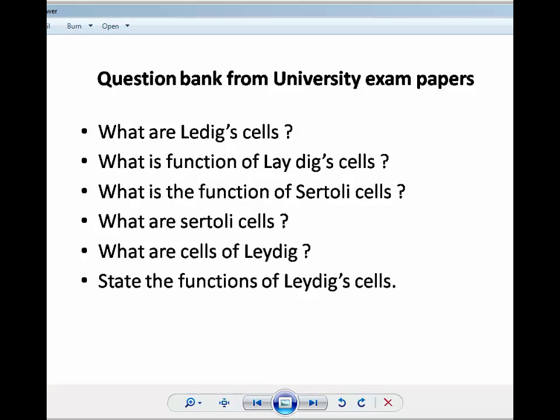And what are Sertoli cells? They are the columnar cells present in the seminiferous tubules. What are Leydig cells? They are the cuboidal cells present in the gaps between the seminiferous tubules, and they produce these hormones. State the functions of Leydig cells. Again the same question is asked repeatedly.